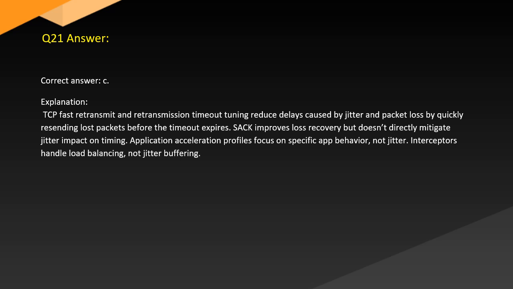Answer. Correct answer: C. Explanation. TCP fast retransmit and retransmission timeout tuning reduce delays caused by jitter and packet loss by quickly resending lost packets before the timeout expires. SACK improves loss recovery but doesn't directly mitigate jitter impact on timing. Application acceleration profiles focus on specific app behavior, not jitter. Interceptors handle load balancing, not jitter buffering.